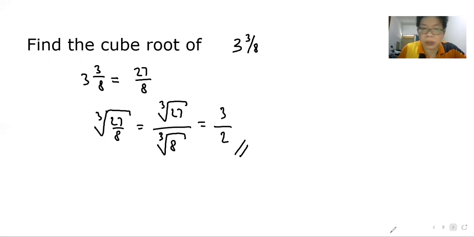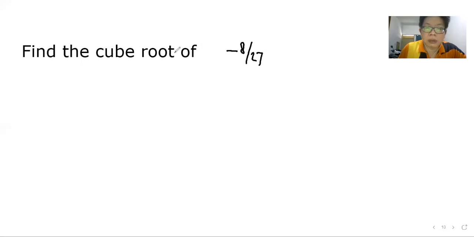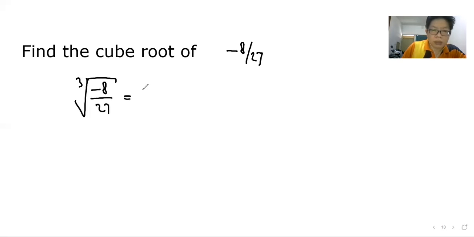For the final question, find the cube root of negative 8 over 27. The cube root of negative 8 is negative 2. The cube root of 27 is 3. So the answer is negative 2 over 3. Basically, we can use this method to find any cube root of an integer that will yield an integer number.